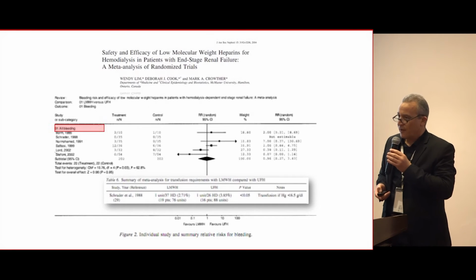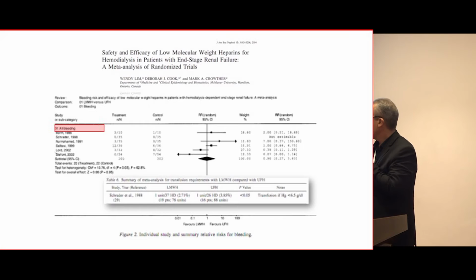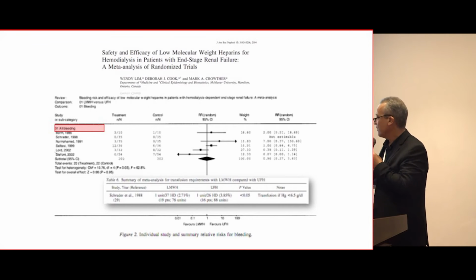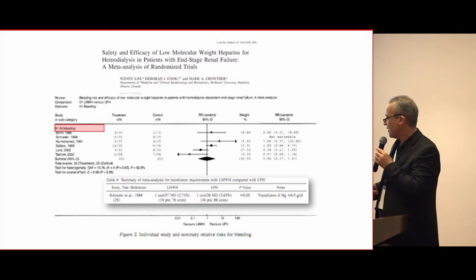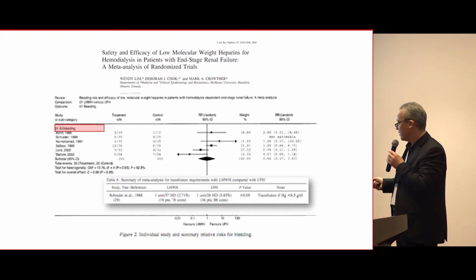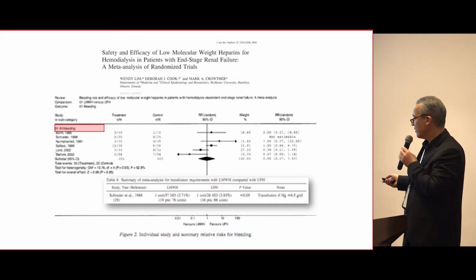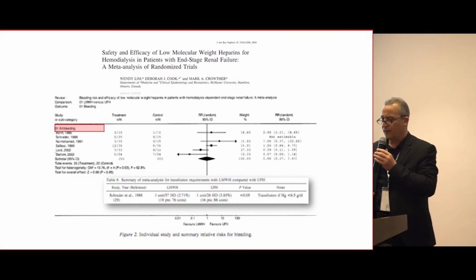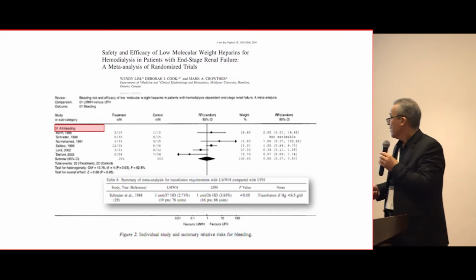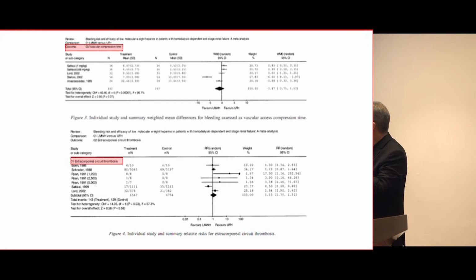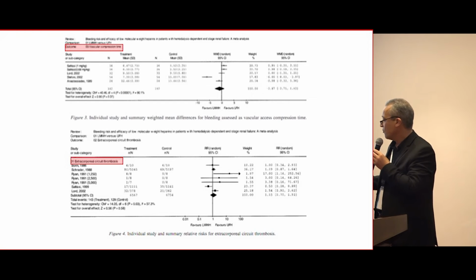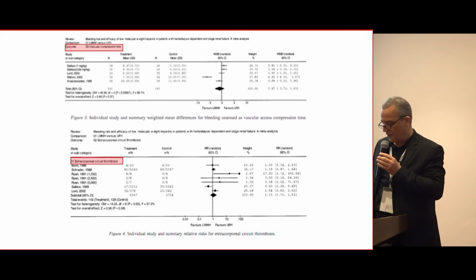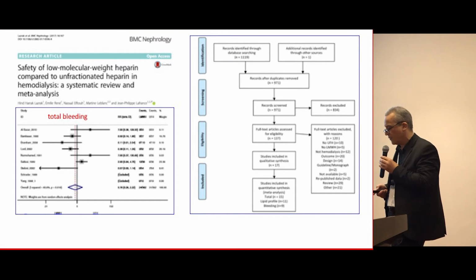What about the studies now? I will show you two reviews regarding the comparison between low molecular weight heparin and unfractionated heparin. Regarding bleeding, there is no difference in this meta-analysis, but the advantage is especially regarding the transfusion requirement, which is less with low molecular weight heparin than with unfractionated heparin. Also, vascular compression time is the same. Extracorporeal thrombosis is the same. So there is no difference other than blood transfusion in this meta-analysis.